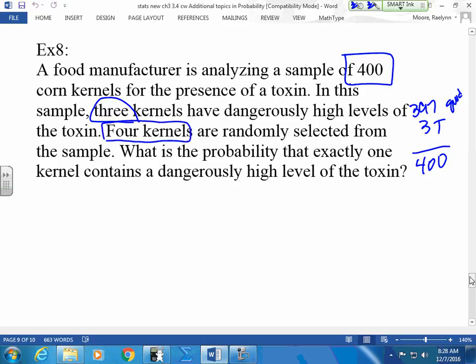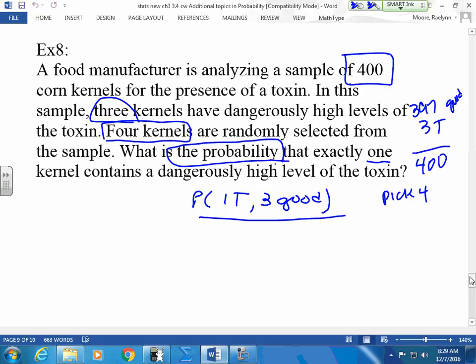4 kernels are chosen at random. I want to pick 4. What is the probability that exactly 1 kernel of the 4 that I pick contains a high level of toxin? I want one to be toxic, and I want the other 3 not to be toxic. So when I look at my probability, I say 1 toxic, 3 good. That's how we're going to start. This is what you want to pick. And probability is always part over whole.